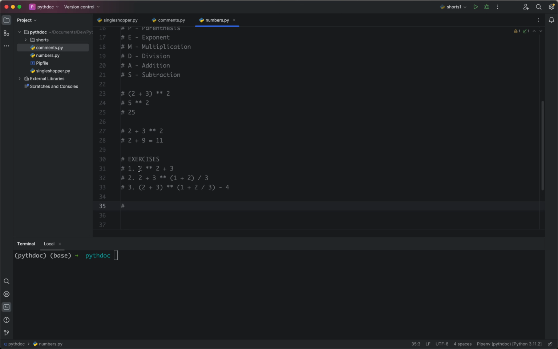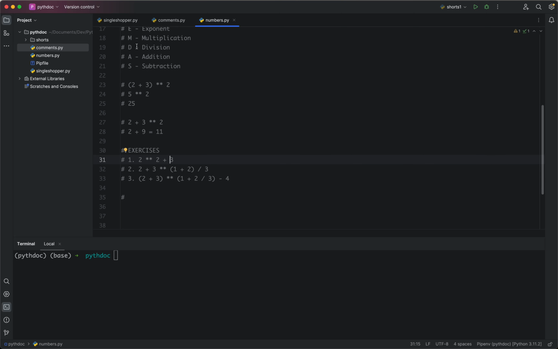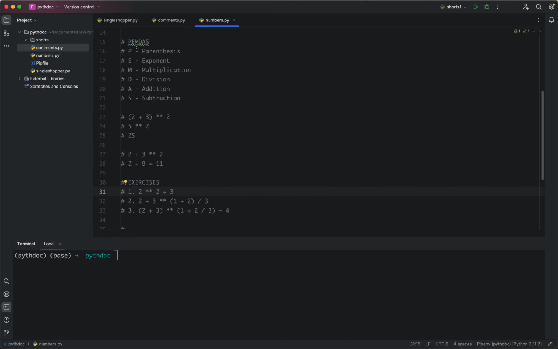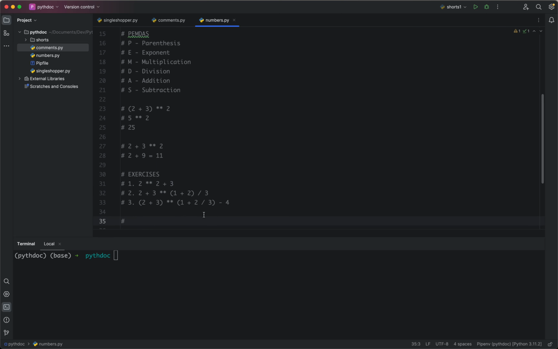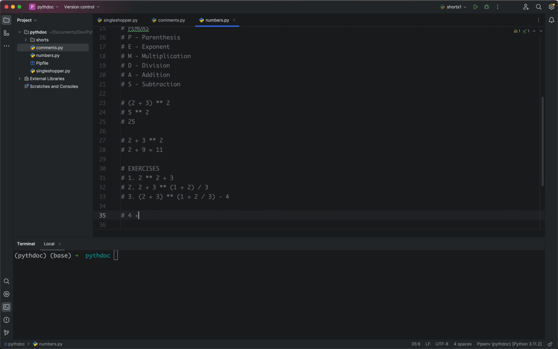If you look at it from left to right, the first thing we have to look at is, do we have parentheses? Looking at PEMDAS, the first thing is to ask ourselves, do we have parentheses? And the answer is no. The next question is, do we have an exponent? Yes, because this is the sign for an exponent, which means raised to power. So 2 raised to power 2 gets solved first, and 2 raised to power 2 is 4. And so we are left with 4 plus 3.